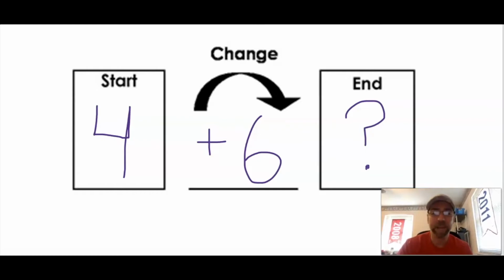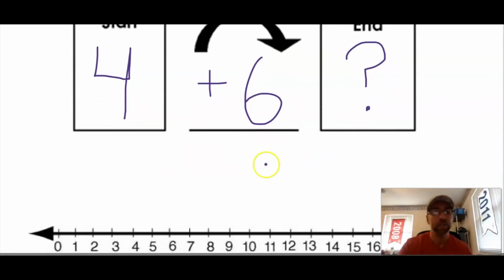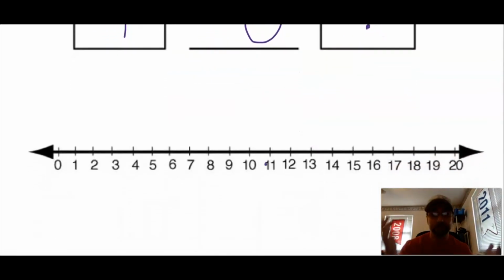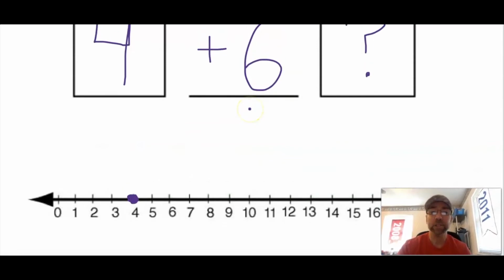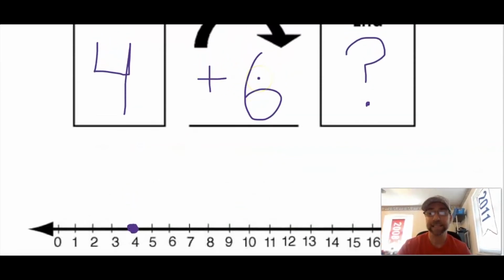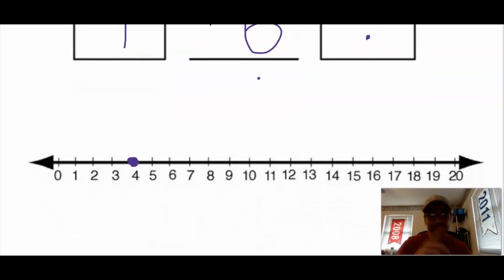Now, there's a couple ways I can solve this problem. I can draw a picture. I can use my number line. I'm going to use my number line again. Start at 4. Well, let's find the 4 and put a dot. My change is plus 6. I have to hop 6 more, just like Tigger and Rabbit did. Let's go ahead and hop on our number line.